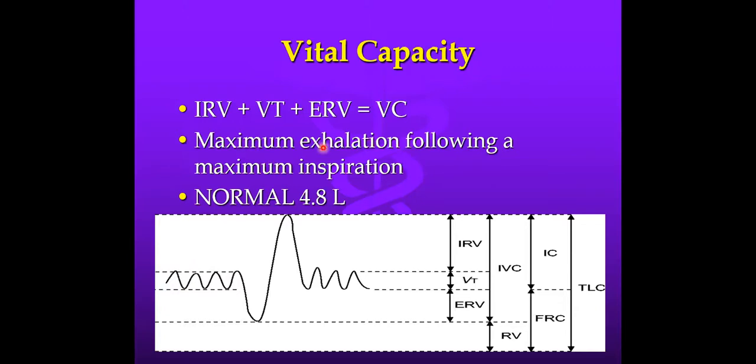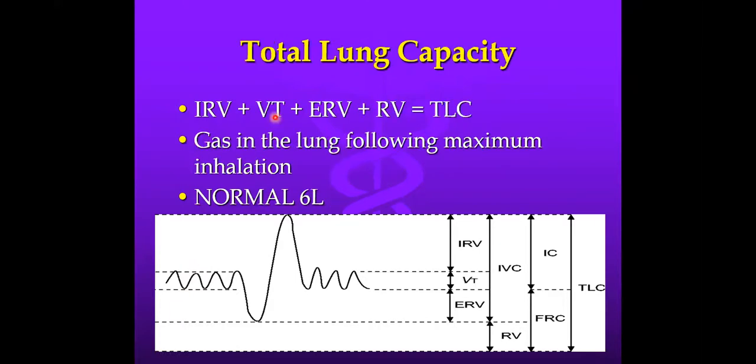So yeah, the vital capacity is maximum exhalation following a maximum inspiration. Okay, a maximum exhalation following a maximum inspiration. And then total lung capacity is every single thing. It is IRV plus VT plus ERV plus RV. All of it will be my TLC, which is about 6 liters. Your total lung capacity is about 6 liters of gas.